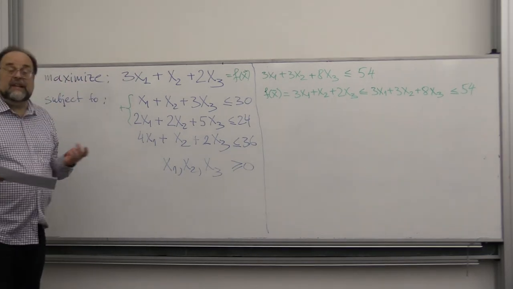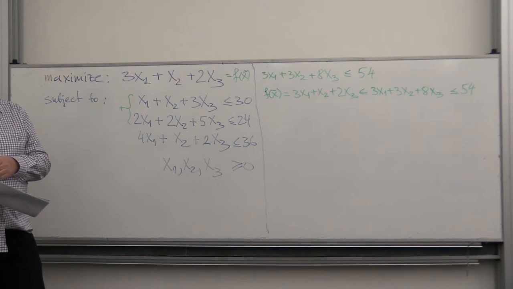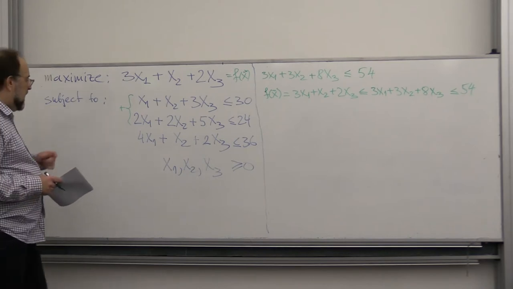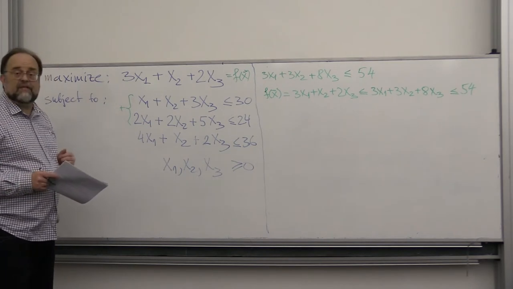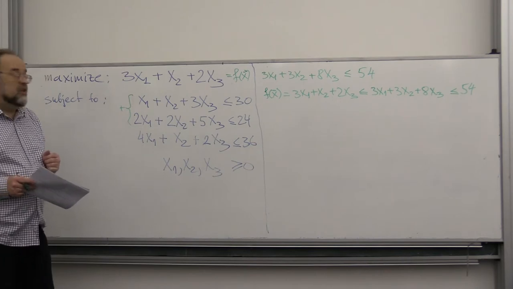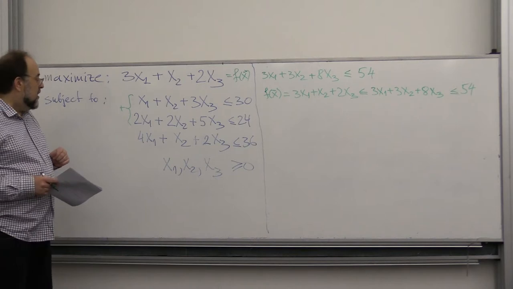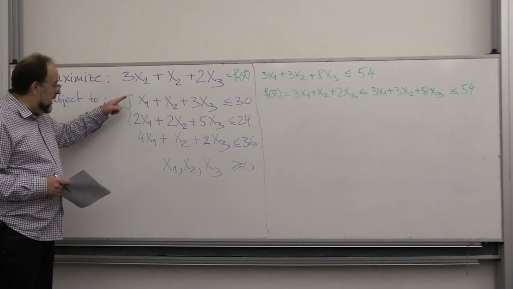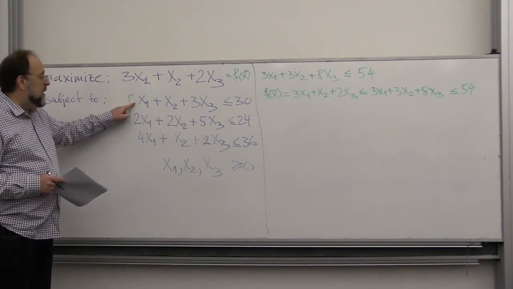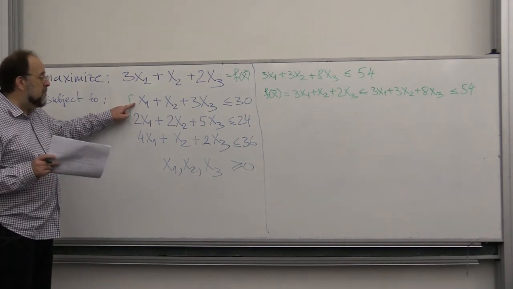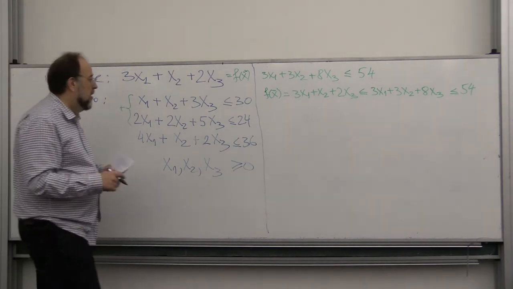Can we get any tighter bounds? Right? Well, instead of doing guesswork, you can try to do it in a systematic way. You can say, let me multiply the first equation by some unknown, some parameter y1.